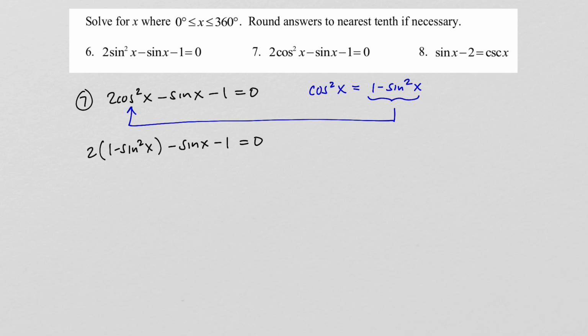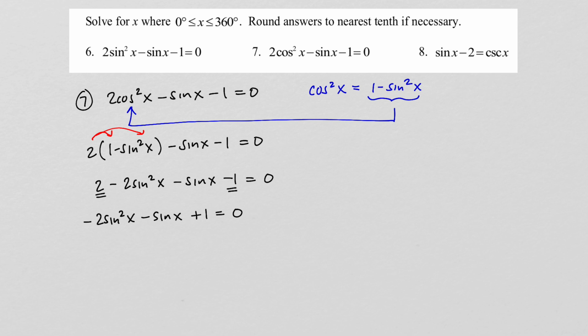And now we have only the function sine involved in this equation. So let's go ahead and simplify by multiplying this out. So this is going to give us 2 minus 2 sine squared minus sine x minus 1 equals 0. Combining 2 and -1 gives us positive 1. So we have -2 sine squared x, negative sine of x, and positive 1 equals 0.